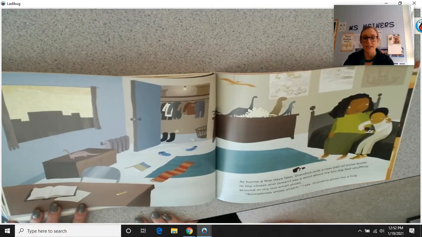At home a few days later, Grandma puts a new pair of snow boots in my closet and doesn't say a word about my 2 big feet shuffling around in my 2 small shoes. "Sometimes shoes stretch," I say. Grandma gives me a hug.